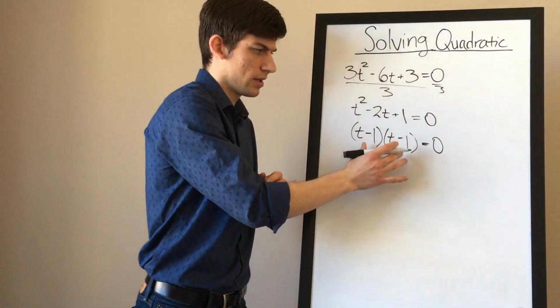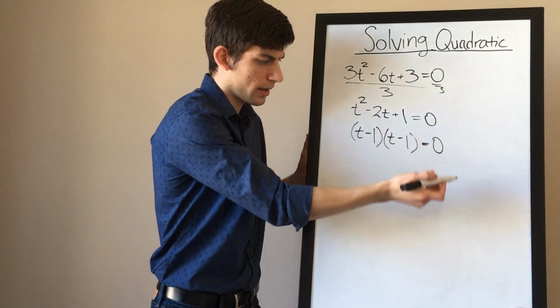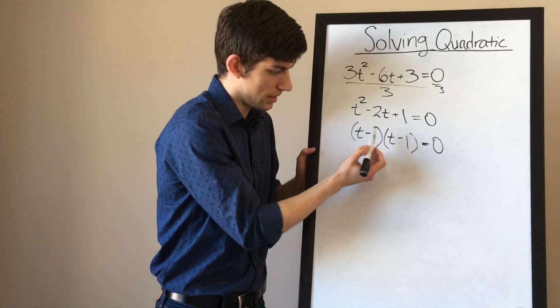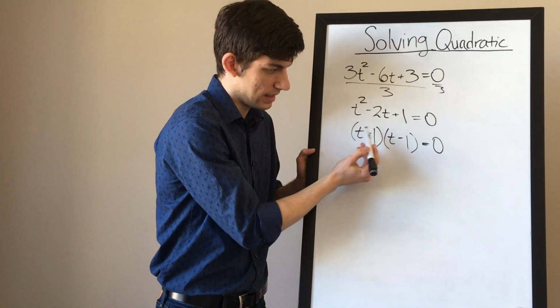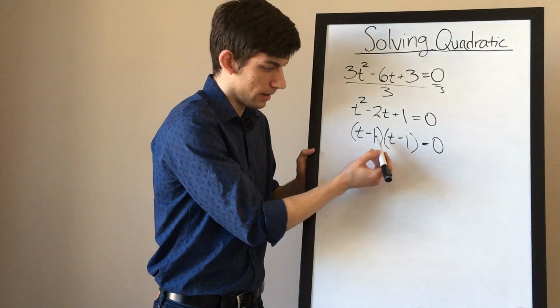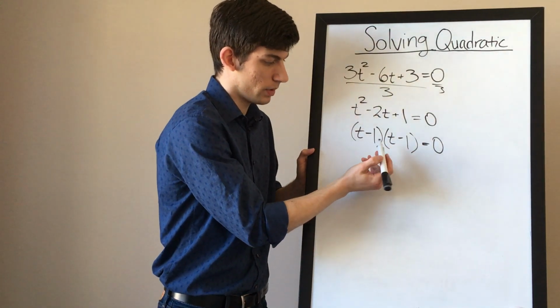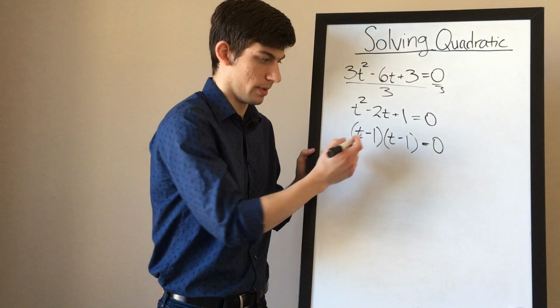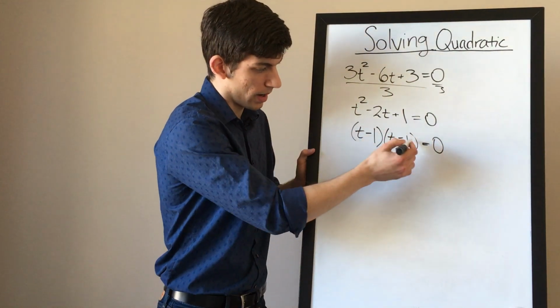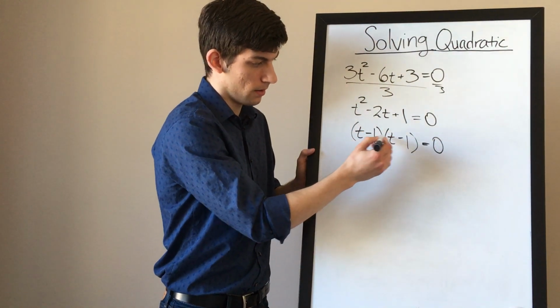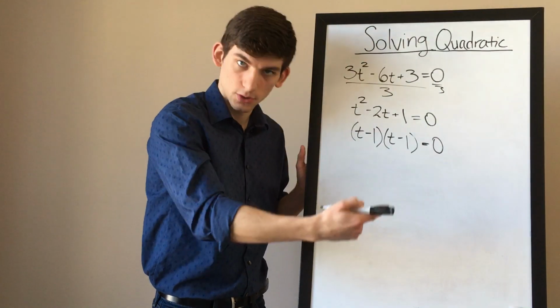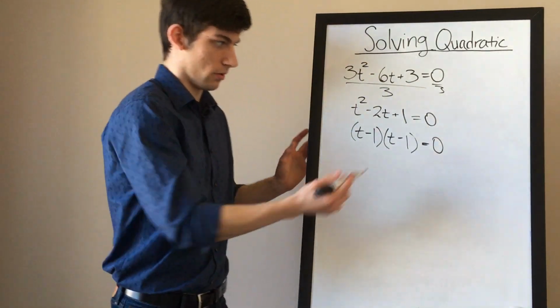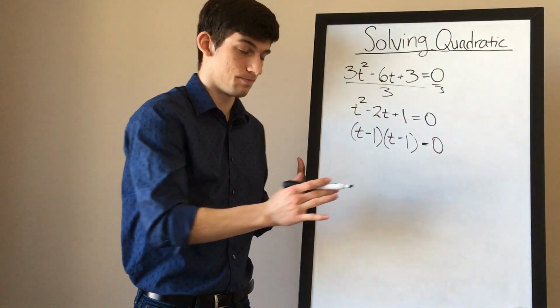Again, if you want to just check yourself real quick, multiply it through, right? So t times t plus t times negative 1, then negative 1 times t plus negative 1 times negative 1. So that would be t squared minus t minus t plus 1, so it would be t squared minus 2t plus 1. So this works. The conversion is good.